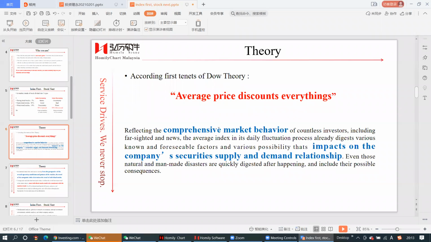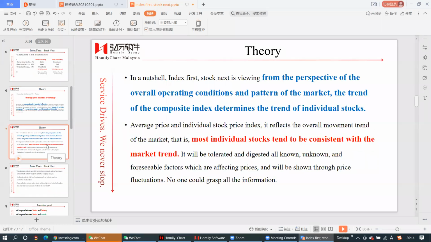So here you can see various possibilities that impact the company, security, the supply and demand relationship, even natural and man-made disasters, which are quickly digested after happening, including their possible consequences. So we need to see it. All these things are about the theory.